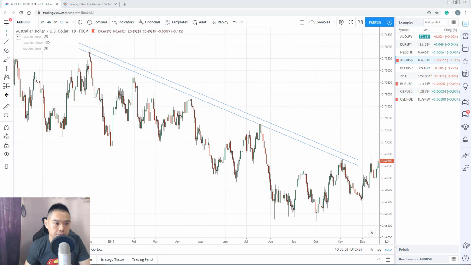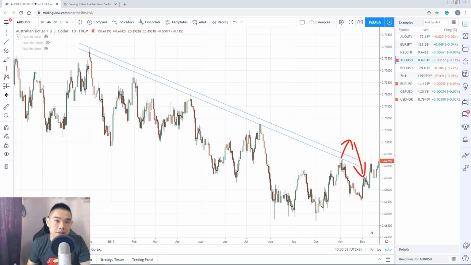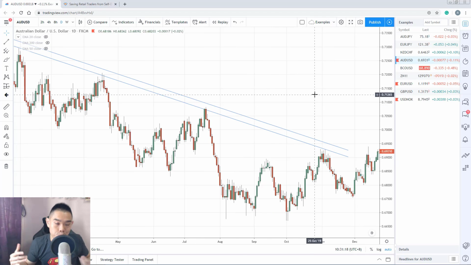Okay, this area. The question is, hey Rayner, how do I know which part of the area the price will bounce from? Would it be at the earliest point of the trend line, or would it retrace deeper and reverse from here? Well, the thing is, you don't know. You never know. That's why you let the price tell you when to get in. You let price be your guideline.